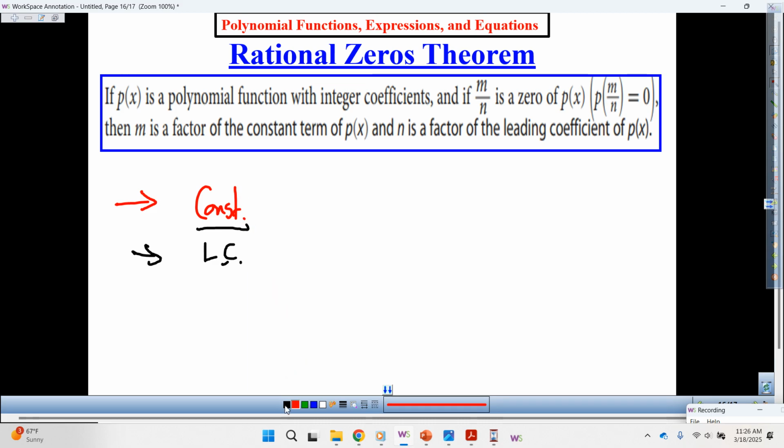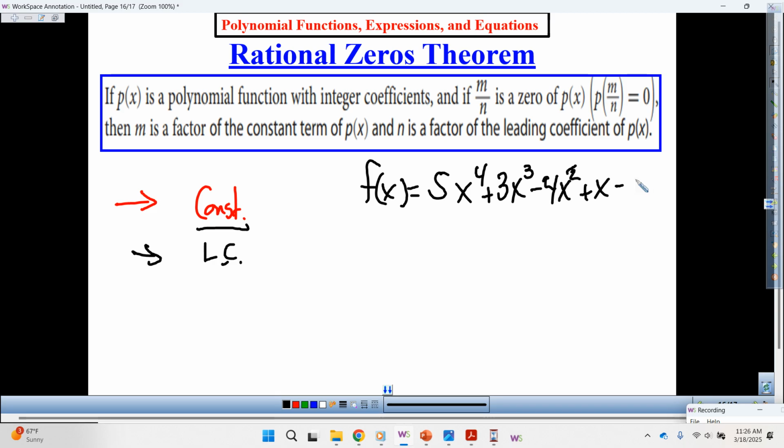So for example, look up please. If I gave you a polynomial function that looked like this, f of x equals 5x to the 4th plus 3x to the 3rd minus 4x squared plus x minus 7. Are we there? Well, I need to make a fraction using the constant. What is the constant from there? And what is the leading coefficient, everyone? So our fraction would have been 7/5.